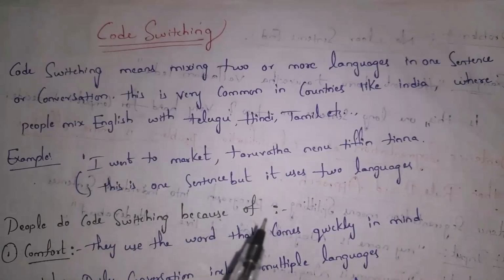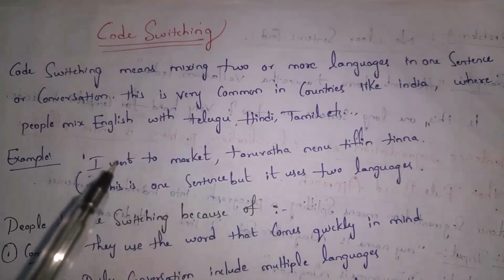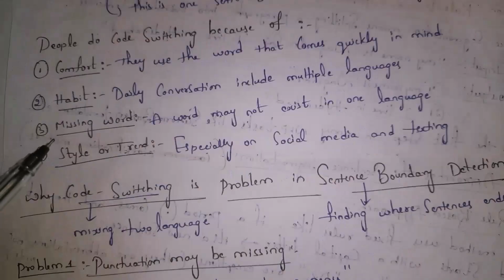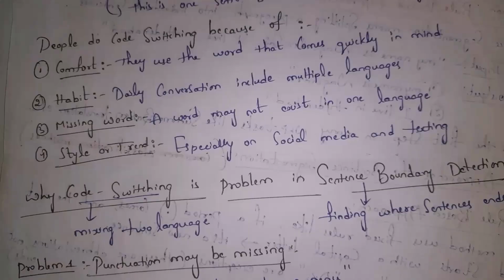This one single sentence contains two languages. One is English and the next one is Telugu. People do code switching because of comfort. That is, people use the word that comes quickly to mind. That is why they mix English with some other languages.